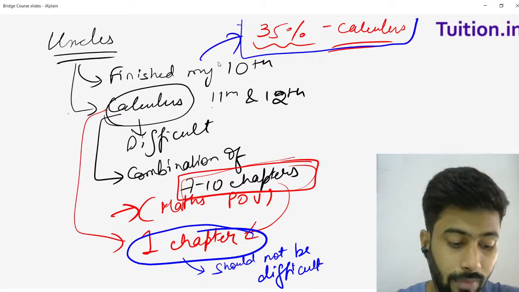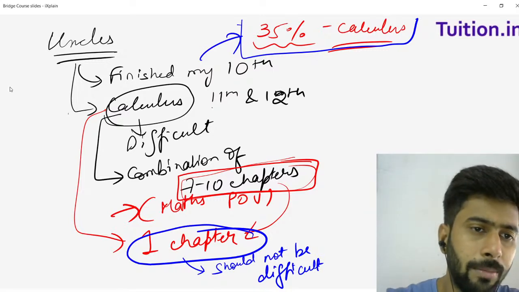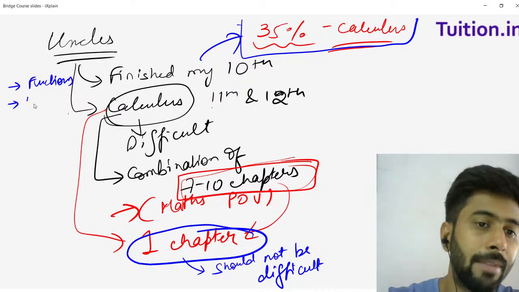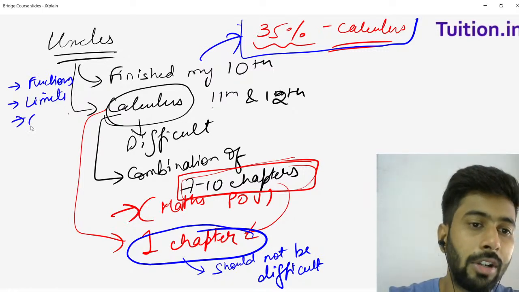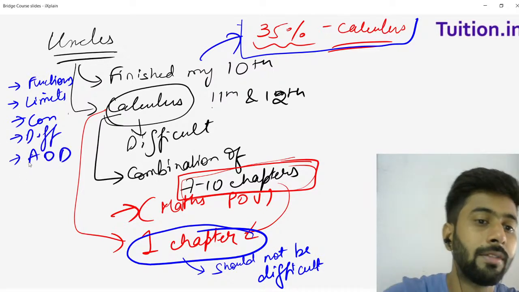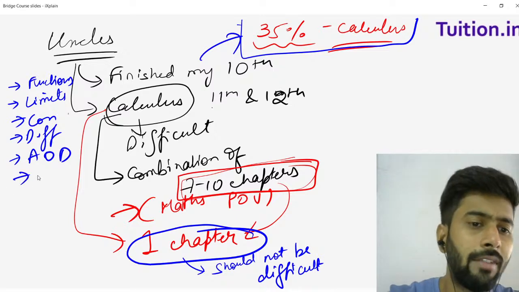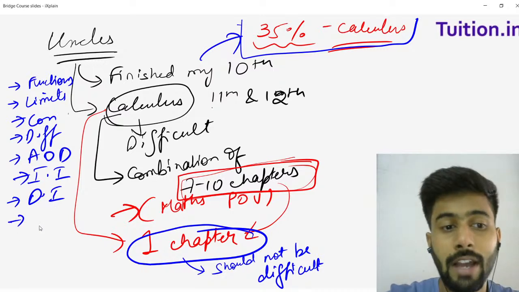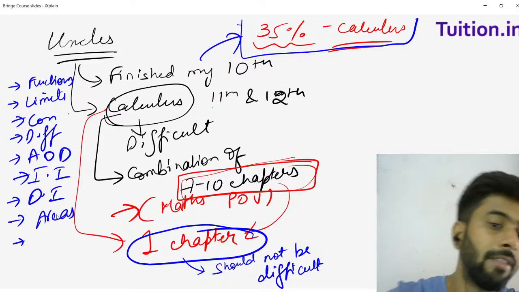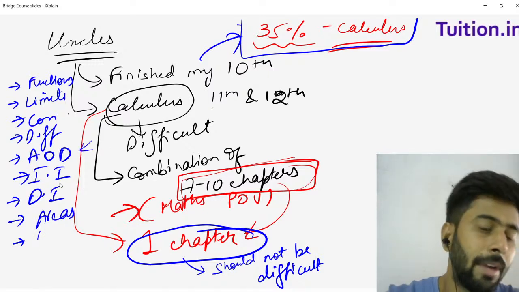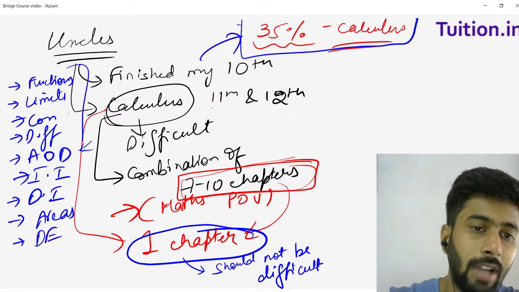Okay. So when you study calculus from mathematics, chapter 1 you will have functions, chapter 2 you will have limits, chapter 3 you will have continuity, chapter 4 you will have differentiability, chapter 5 applications of derivatives, chapter 6 you will have indefinite integration, chapter 7 you will have definite integration, chapter 8 you will have areas, and maxima, minima. Actually, maxima, minima is a part of applications of derivatives. Chapter 9 you will have differential equations. So this is like 9 to 10 chapters.